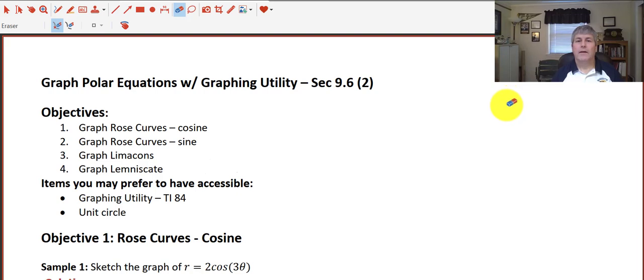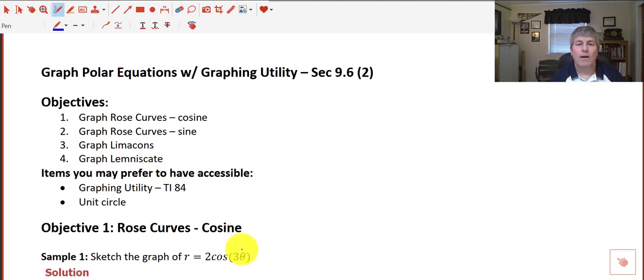Welcome back. In this video, we're going to graph polar equations using our graphing utility. Our objectives here are to graph Rose curves using cosine, graph Rose curves using sine, graph Limacons, and graph Lemniscates.